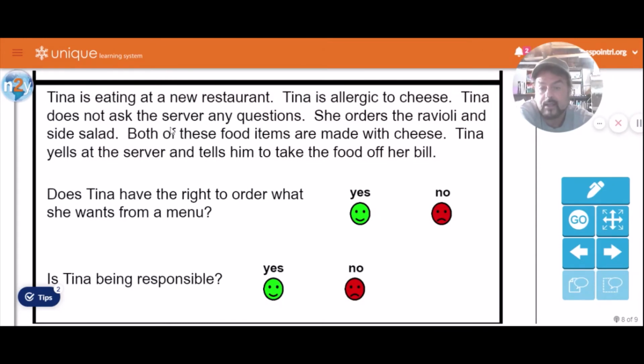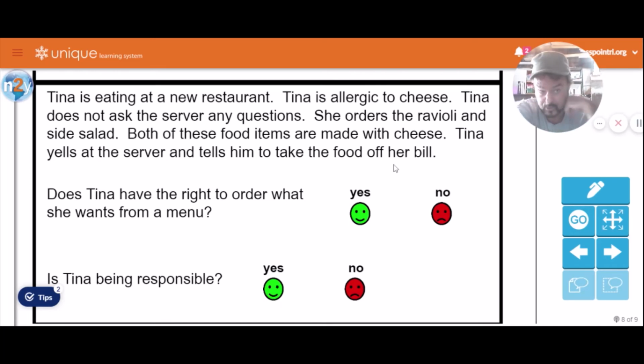Tina is eating at a new restaurant. Tina is allergic to cheese. Tina does not ask the server any questions. She orders the ravioli and side salad. Both of these food items are made with cheese. Tina yells at the server and tells him to take the food off her bill.